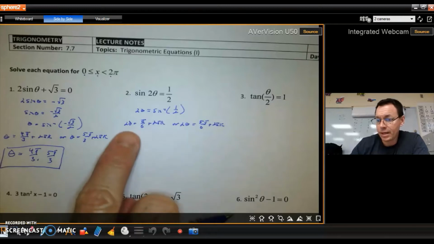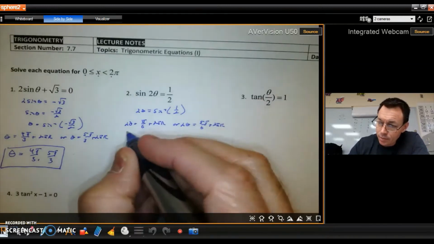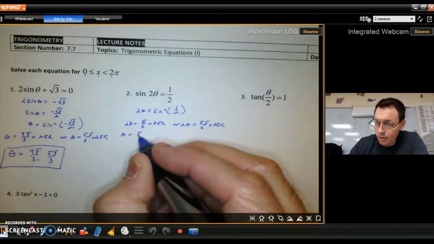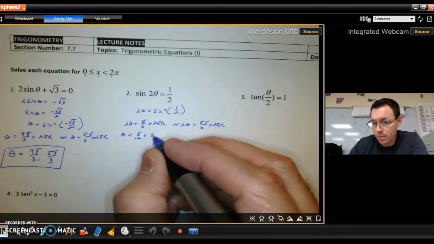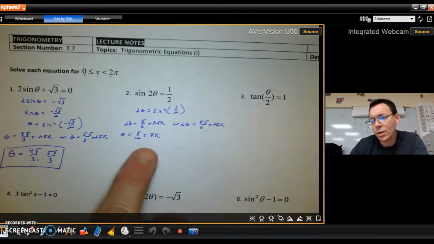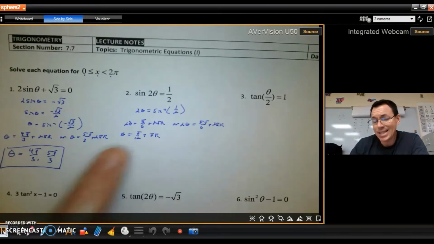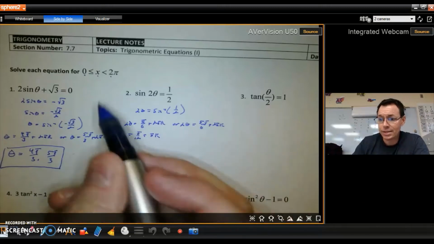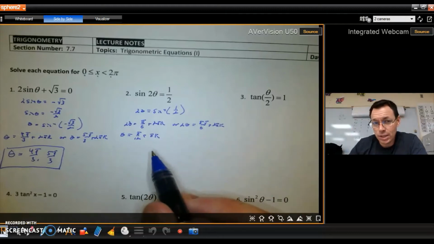We have to divide by 2 to get the theta by itself. So we're going to divide everything by 2. So this is now a theta. Pi over 6 is now a pi over 12. But the 2 pi is now just a pi. So since this is just pi, if I add that to that, it is going to give me another angle that's still less than 2 pi. It's within one circle, and so I do need to include it.